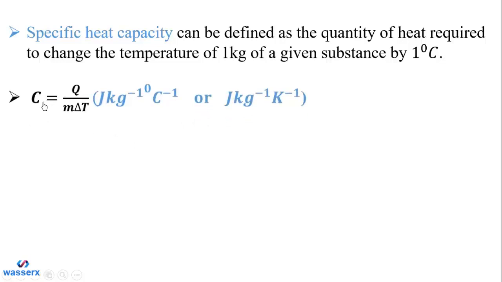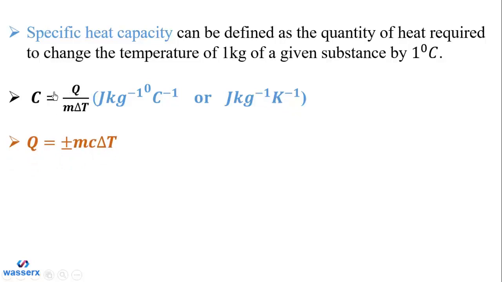The relation is: specific heat capacity is equal to quantity of heat over mass times change in temperature. So this is a relation that connects specific heat capacity, quantity of heat, mass, and change in temperature. It is measured in joules per kilogram per degree Celsius or joules per kilogram per Kelvin.